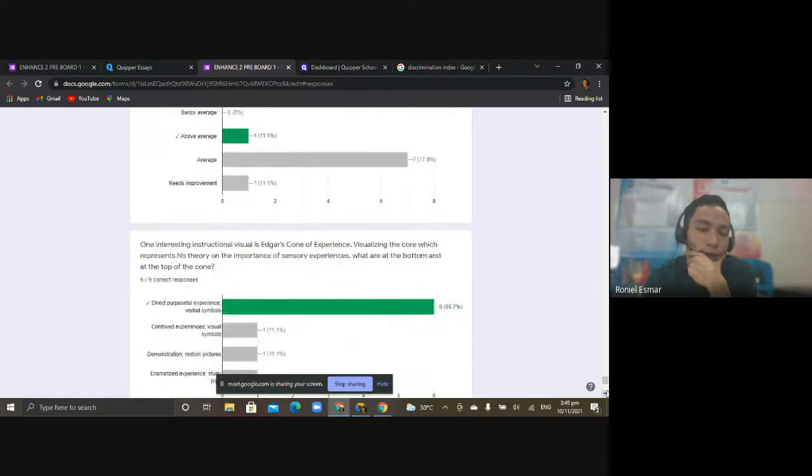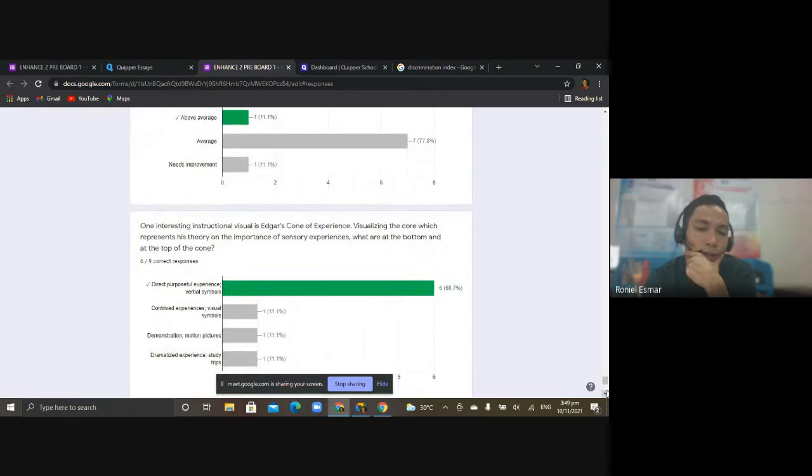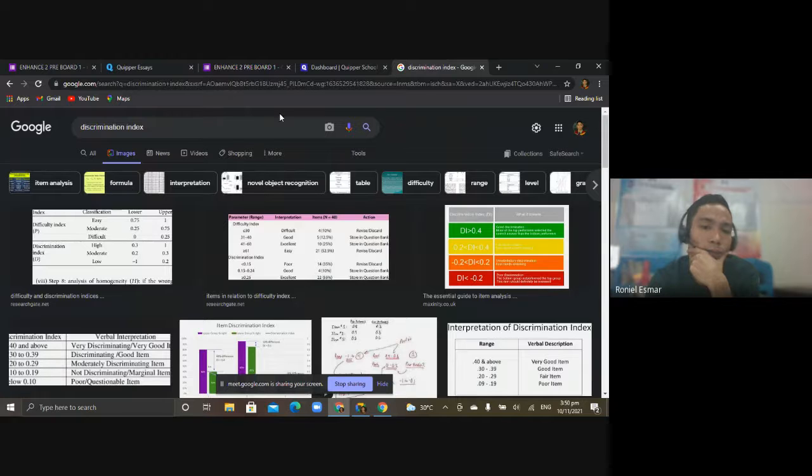Next, one interesting instructional visual is Edgar Dale's cone of experience, which represents his theory on the importance of sensory experiences. Now, what are the bottom and the top of the cone? You can search Edgar Dale's cone of experience for us to really identify what is at the bottom or what is at the top of the cone.